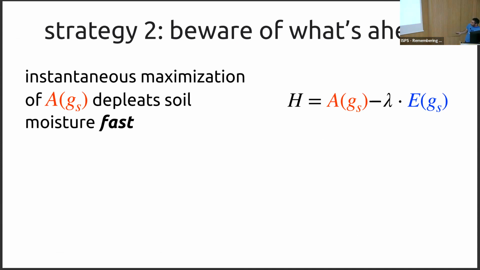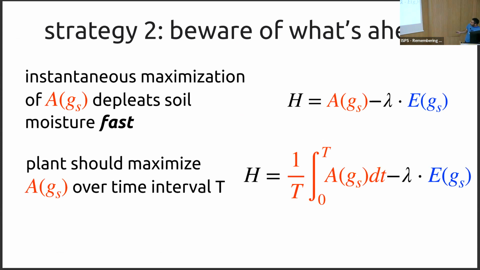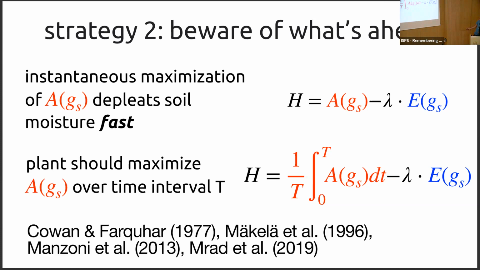What else can we do? We can assume that instead of instantaneously optimizing carbon assimilation, we can take some interval over time. So the plant thinks about the future, and over a certain period, say a 12-day dry down, the plant will say, okay, I'm not going to use all the water today. I'll keep some for tomorrow because I don't want to die too soon. So that's the second approach.